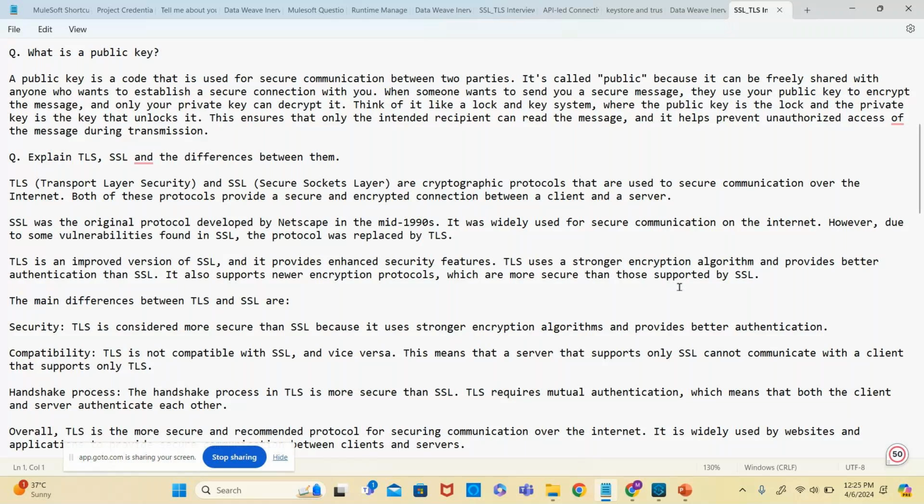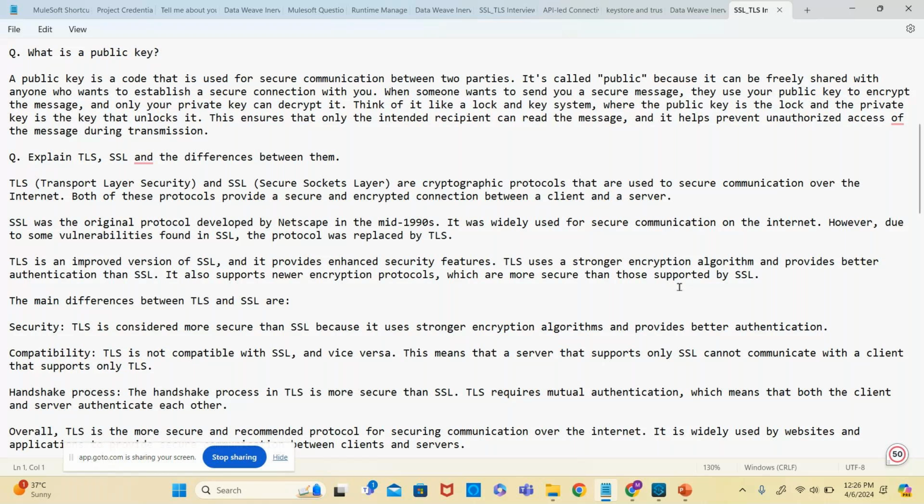SSL was the original protocol developed by Netscape in the mid-90s. It was widely used for secure communication on the internet. However, due to some vulnerabilities found in SSL, the protocol was replaced by TLS. Okay, TLS is an improved version of SSL and it provides enhanced security features. TLS uses a stronger encryption algorithm when compared to SSL, and provides better authentication than SSL. It also supports newer encryption protocols which are more secure than those supported by SSL.